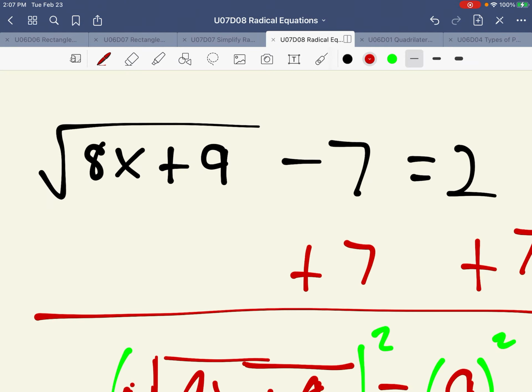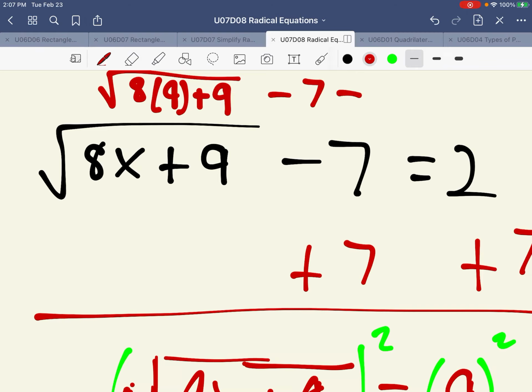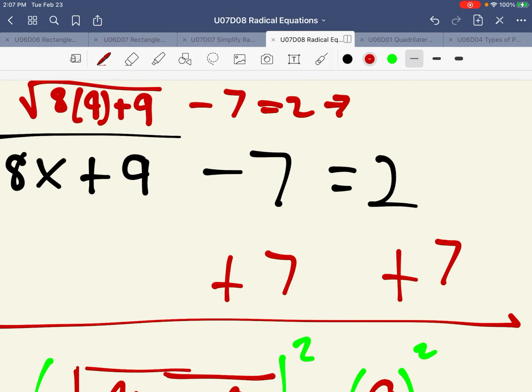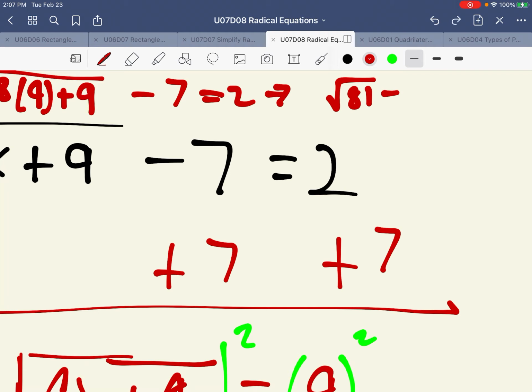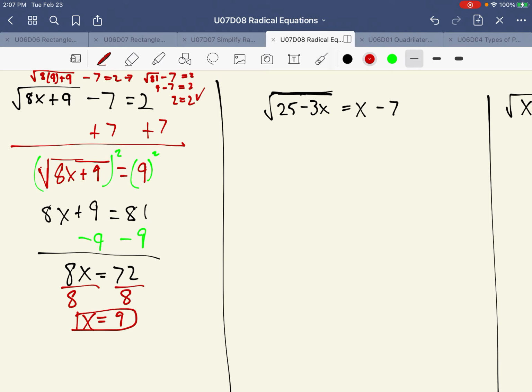If we were to plug in a 9 here, the square root of 8 times 9 plus 9 minus 7 equals 2. So if we were to simplify this, we'll get the square root of 72 plus 9 is 81 minus 7 should equal 2. So this should be 9 minus 7 equals 2. 2 equals 2. This works out. That means that this is not an extraneous solution. Let's try the next one.